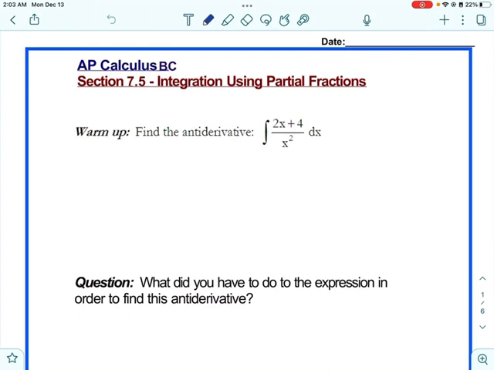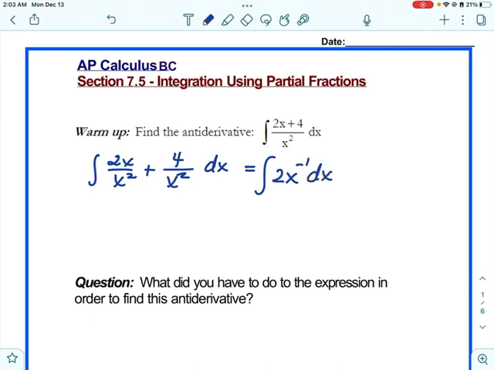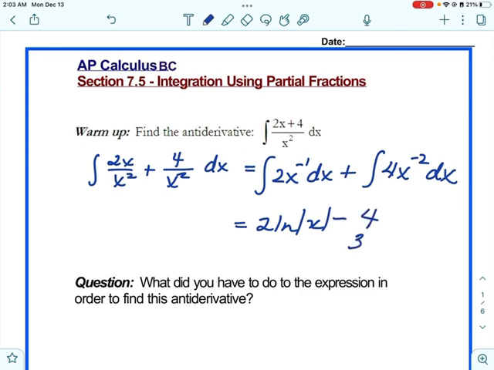Okay, so now that you thought for a moment, you thought, oh, I'll probably just split the integral, right? So that's going to be 2x over x squared plus 4 over x squared dx. Then I would give it a shot and say that's the integral of 2x to the negative 1 dx, plus 4x to the negative 2 dx, and I would then integrate, and I would get 2 times ln of the absolute value of x minus 4 over 3x cubed, plus the arbitrary constant c.